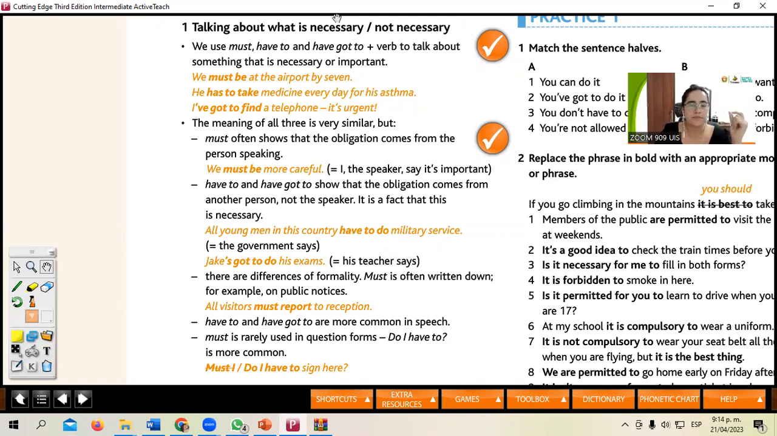Mandado por el gobierno. O Jake has got to do his exams. No solo en situaciones tan extremas o institucionales, sino en este también. Jake has got to do his exams. Él tiene que hacer sus exámenes. ¿Quién le dice? Jake, no. Es su profesora, ¿no? O su profesor le impone esta tarea. ¿Ok?